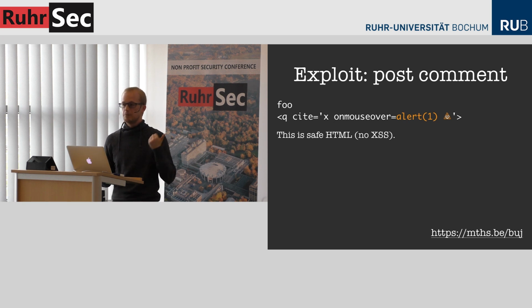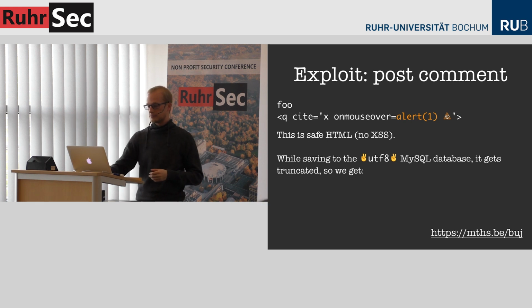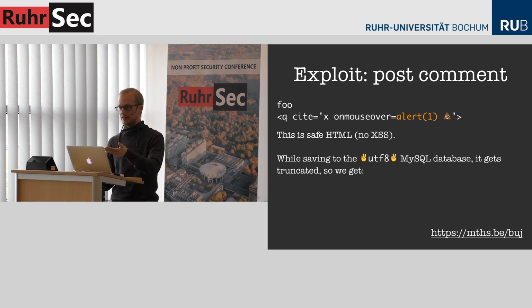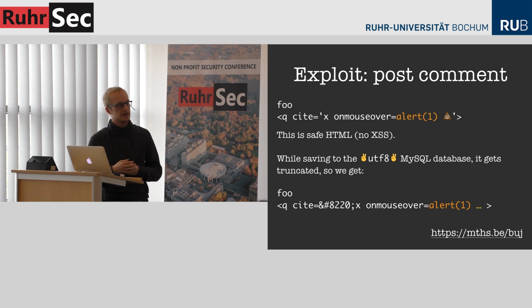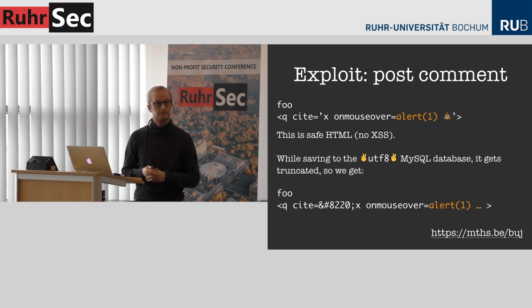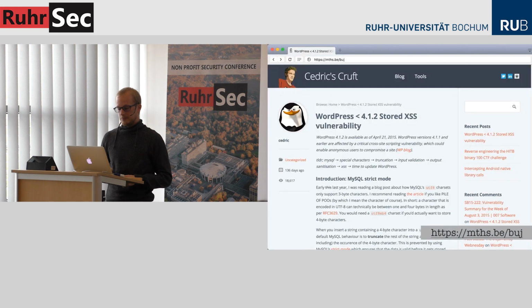Now, what happens if you post this as a comment on WordPress, because they're using UTF-8? Well, the astral symbol will truncate the string. So after inserting this into the database and then reading it back out, after WordPress applied all its filters into the HTML output, you get something like this. So our perfectly harmless string has now suddenly turned into a cross-site scripting vector. So yeah, here's the full write-up about that.